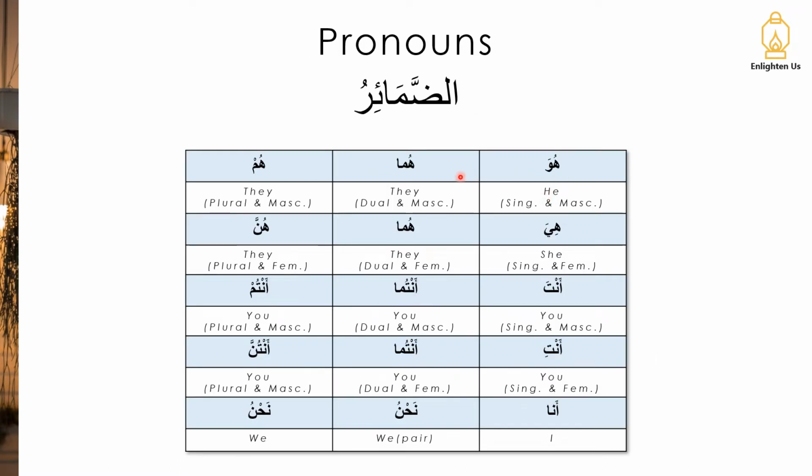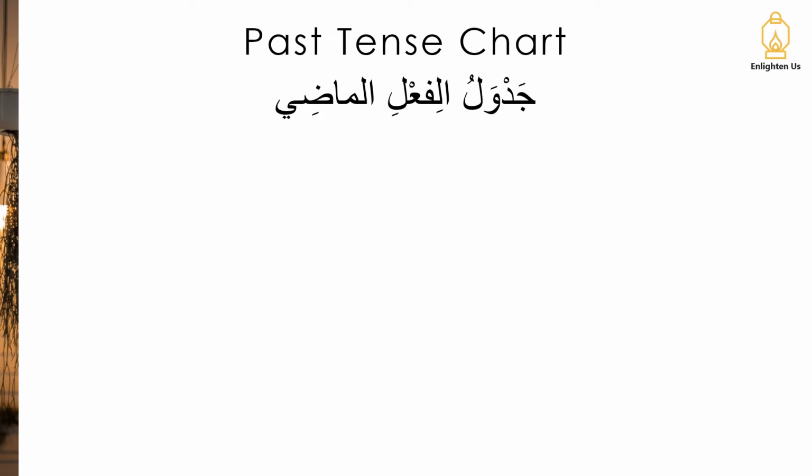So we have huwa, huma, hum, hiya, huma, hunna, anta, antuma, antum, anti, antuma, antunna, ana, nahnu. Now, of course, you will have undoubtedly memorized these by now. Now let's have a look at the past tense chart.